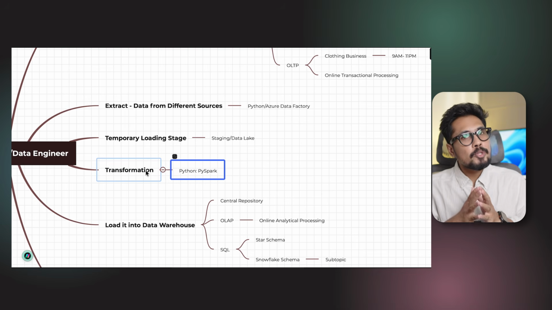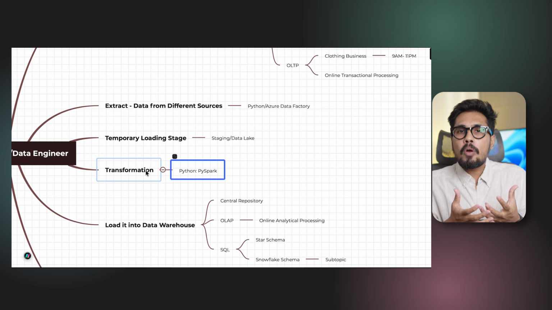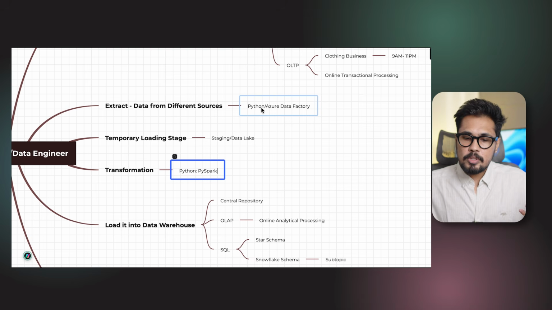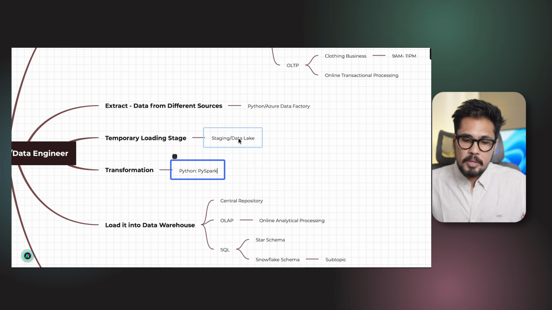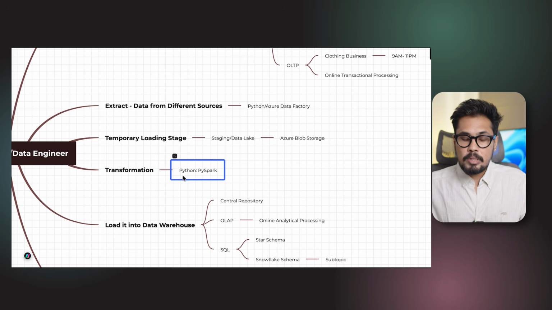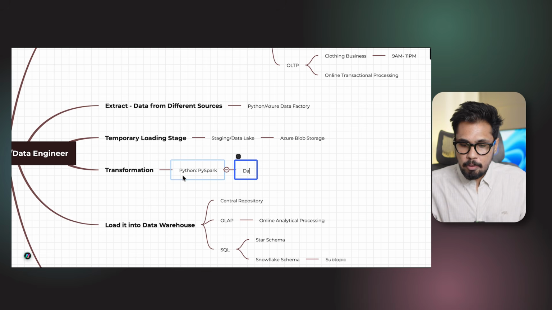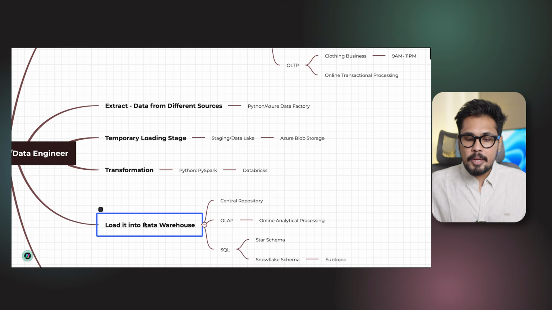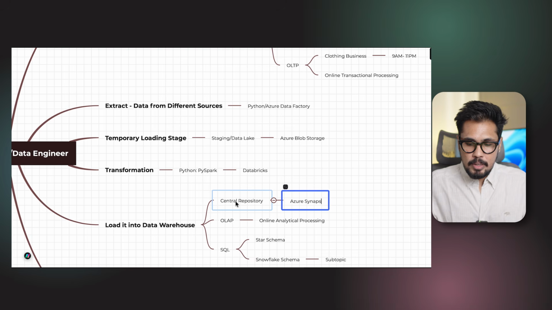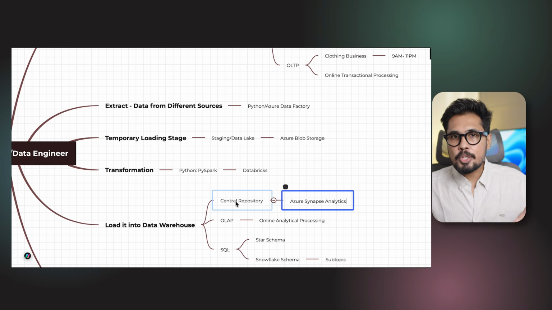He will be using PySpark. And if you are doing all of this on Azure, he is connecting the data from different sources with the help of Azure Data Factory. He is staging it in a data lake called Azure Blob Storage, and he is trying to transform the data using PySpark with the help of Databricks. And then he is loading it into a data warehouse, a central repository which contains all the data, in Azure Synapse Analytics.